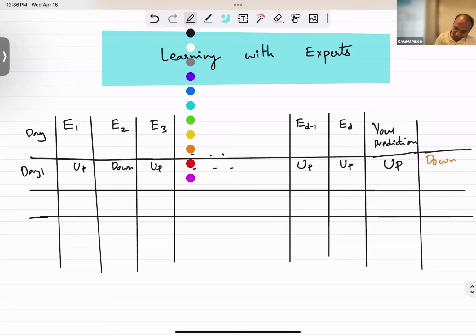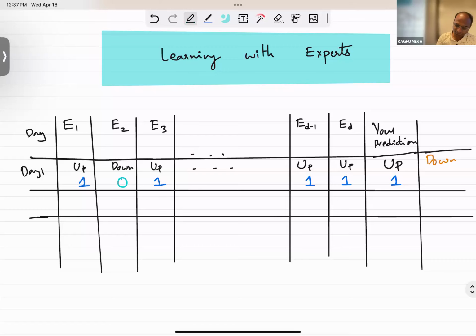A bunch of people made a mistake here. Like, this person made a mistake, so expert one got a loss of one. This expert got a loss of one. This expert got a loss of one. This expert got a loss of one. We also got a loss of one. But there was one expert who did well and got a loss of 0.